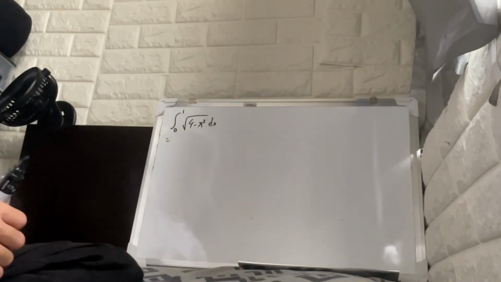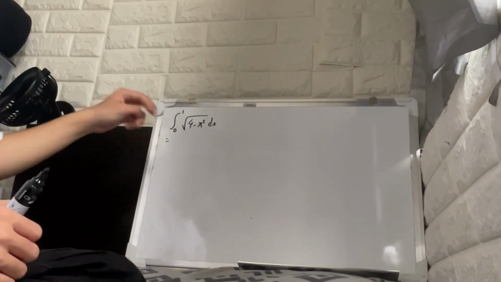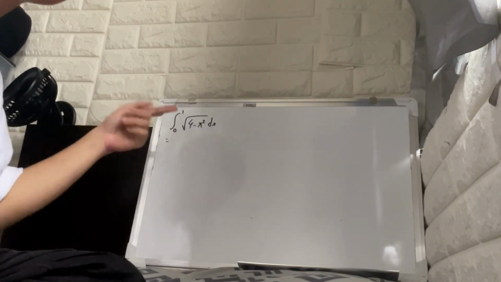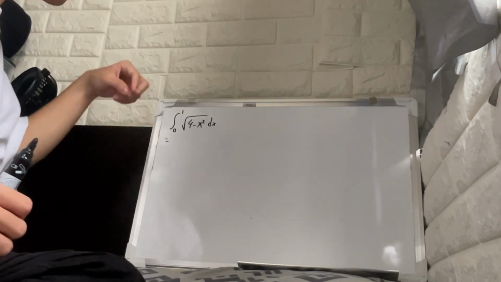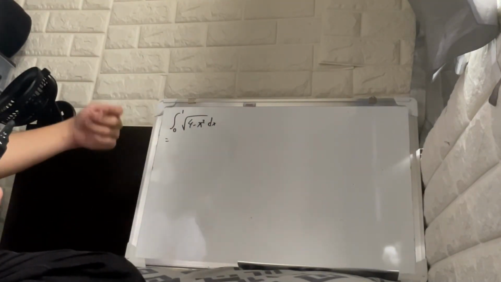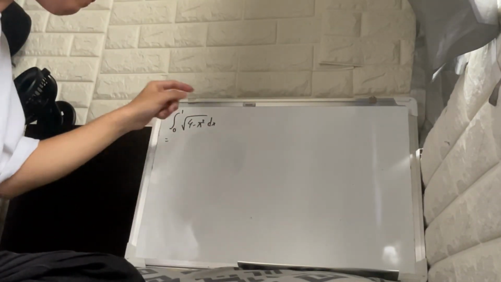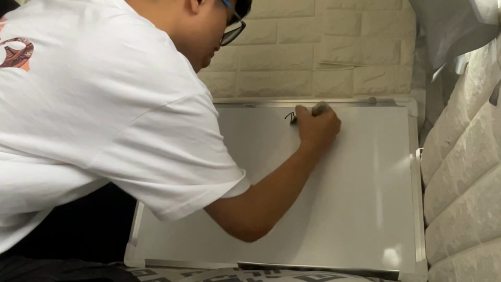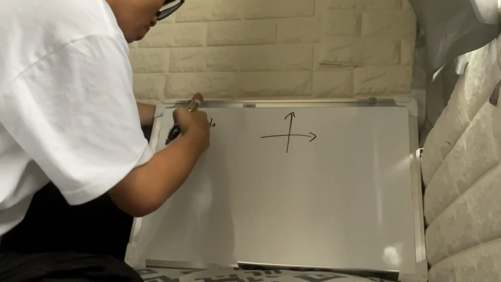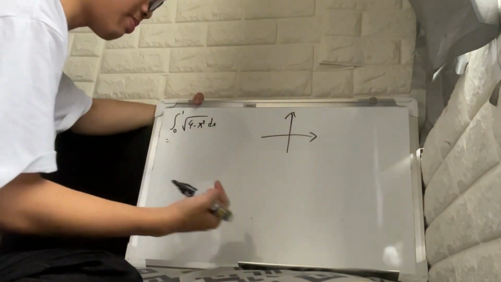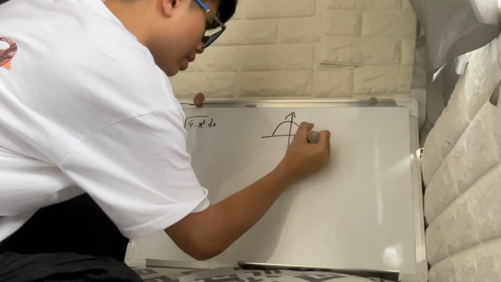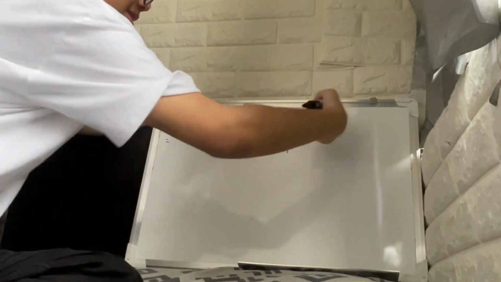Welcome to mathematics. Today we're going to do the integral of the square root of 4 minus x squared from 0 to 1. You can use trigonometric substitution here, but I'm going to do it in a geometric way. The graph of the square root of 4 minus x squared is just a semicircle. Since it's a square root, it's always positive, so we only want the positive side.